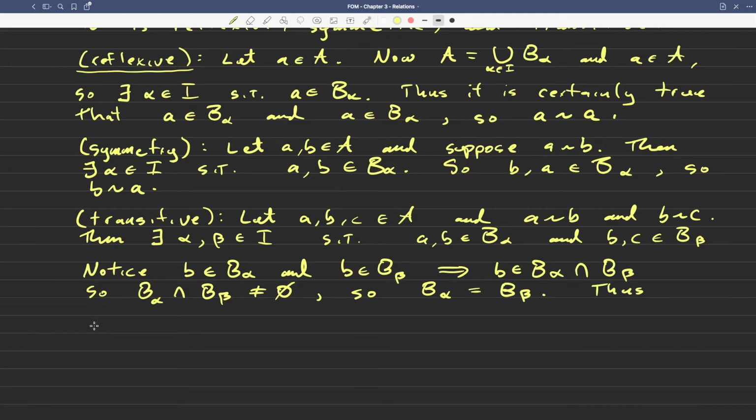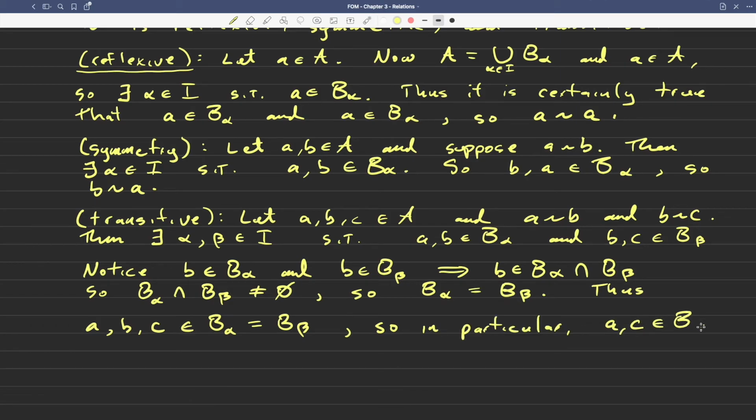Thus, what we have is A, B, and C are all in B alpha, which is equal to B beta. So in particular, A and C are in B alpha, and that implies that A is equivalent to C because A and C are both in a common set in the partition. And that's the definition of what it means to be equivalent, according to our definition of our equivalence relation. And that's the end of that proof.